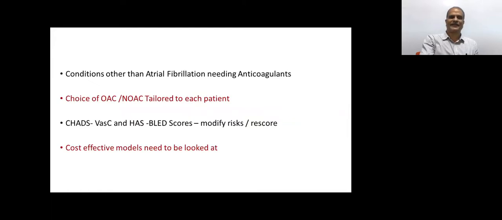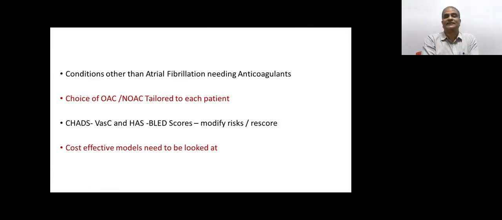So basically, I would conclude by saying that there are conditions other than atrial fibrillation which need anticoagulation, and some of them we can stop after some time. And each patient we have to tailor. It's not uniform, where we can say you can take this.